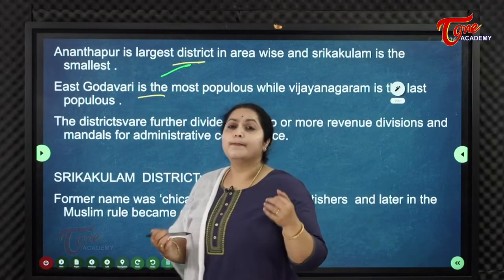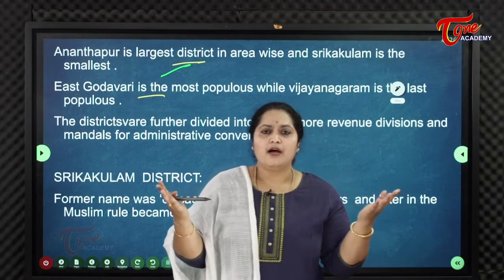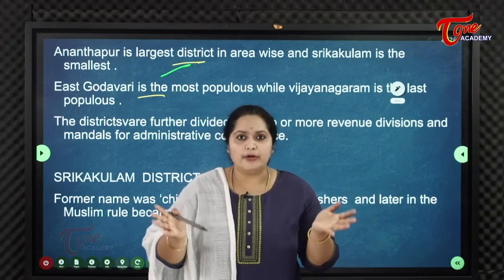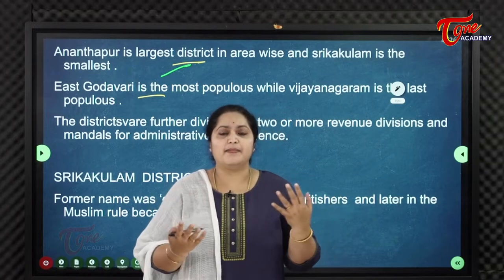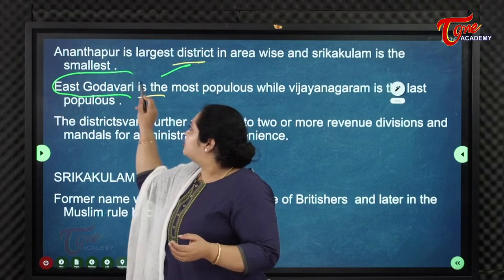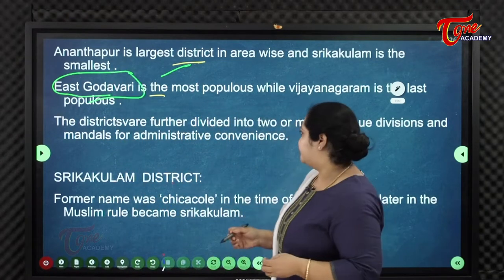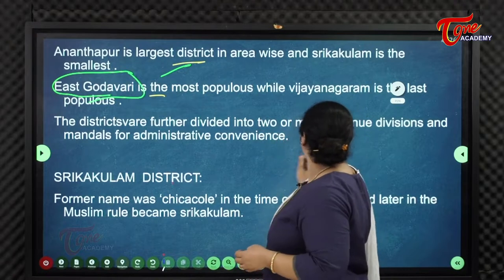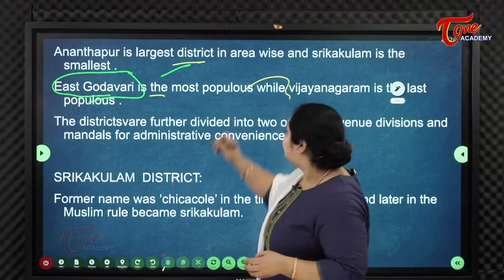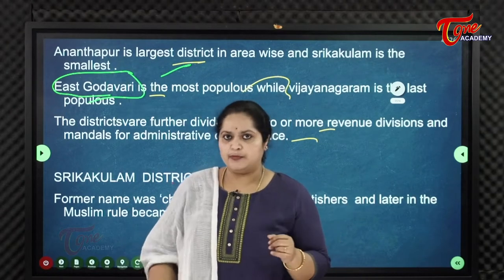Next, coming to most populous. Most populous means the district with the maximum number of people staying. East Godavari is the most populous district in Andhra Pradesh, and Vijayanagaram is the least populous.